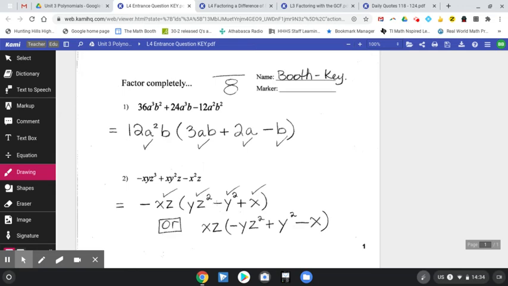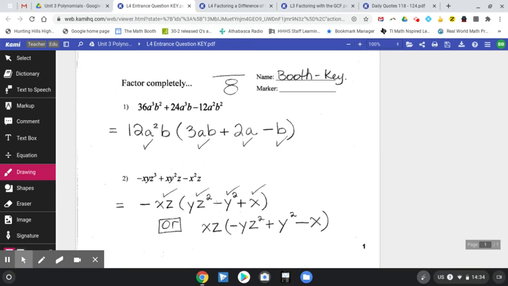I look at the A's. I see A is common to everything, so A has to be part of our common factor. And I take the smallest A that I see, which is A squared. I do the same thing for B. B is in every term, so B is common. It has to be part of the common factor. And I take the smallest B that I see, which is just B.